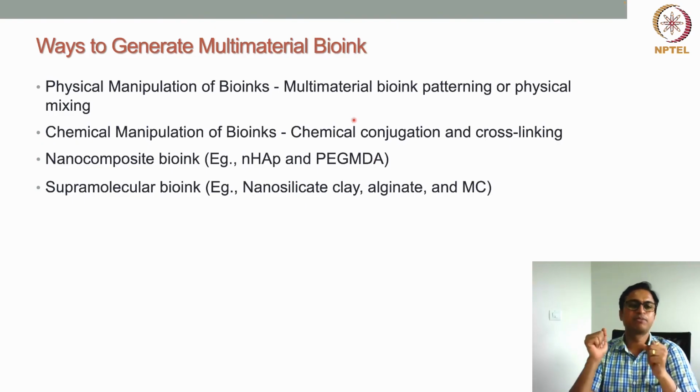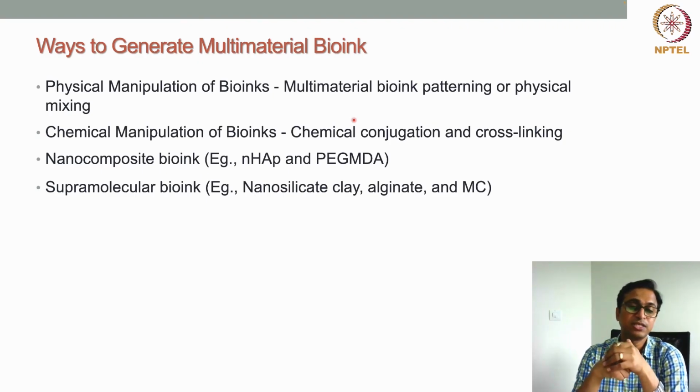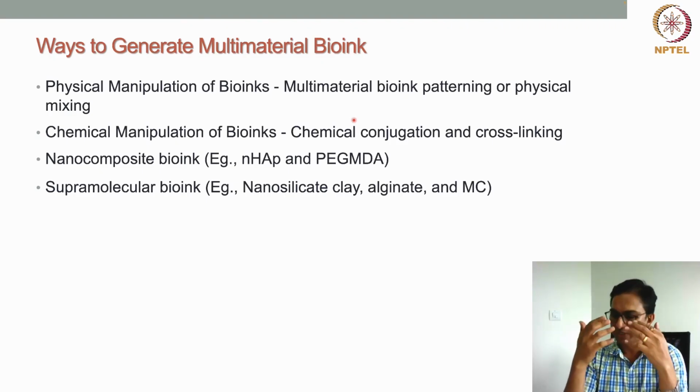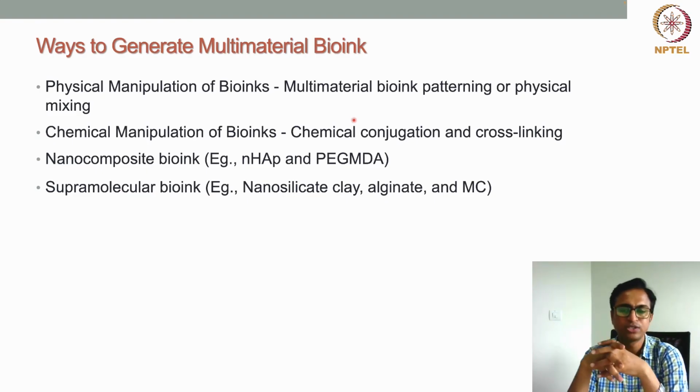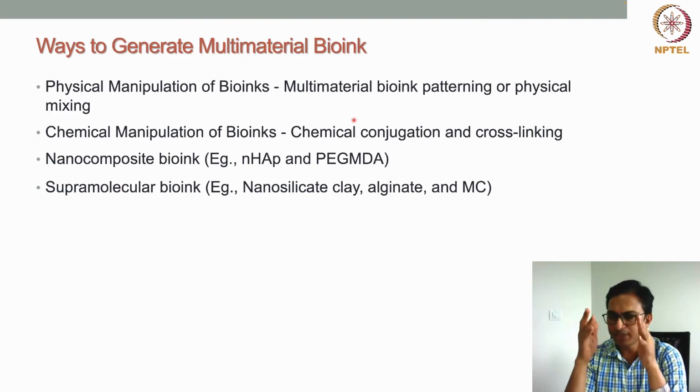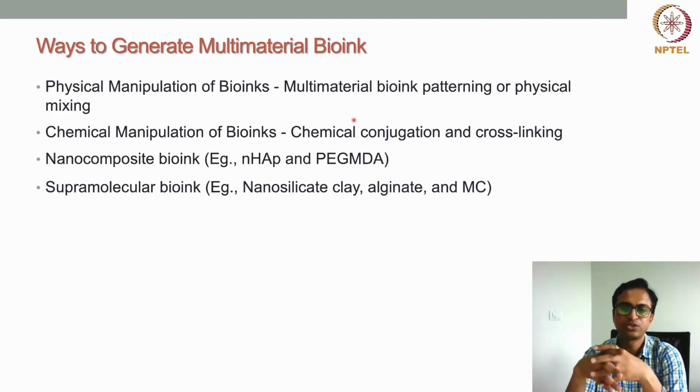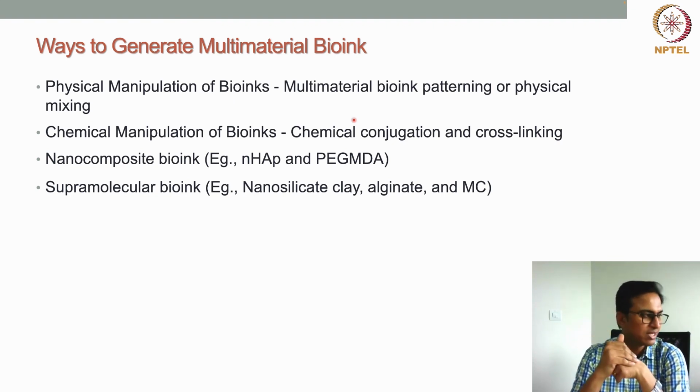The next is chemical manipulation of Bioinks. Chemical manipulation of Bioinks is mainly chemical conjugation and cross-linking of different Bioink components. Suppose we use more than one type of Bioink or hydrogels or polymers together, then we can have certain chemical reactions between the components, either chemical conjugation or cross-linking, so that the Bioink can be further stabilized and further worked.